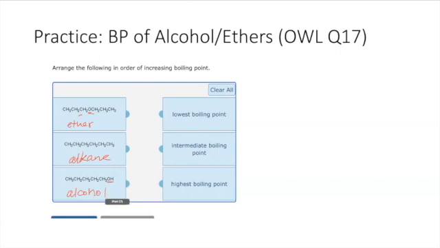So the alcohol is going to have the highest boiling point because that OH group exhibits hydrogen bonds. The alkane is going to have the lowest boiling point because it's nonpolar and only exhibits London forces. And the ether is going to be intermediate in this case because the O makes it a polar molecule and exhibits dipole-dipole forces.